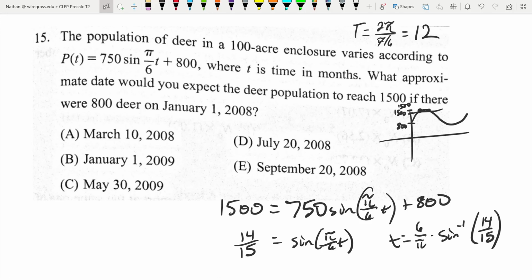Let's see, 14 over 15. Yep, and that gives me 2.30 approximately. So it's going to be 2 months past January 1st. 2 months past January 1st is going to be March. And then 0.3, that's about a quarter or a third of the way through a month. It's going to be about 10 days. So March 10th sounds correct.